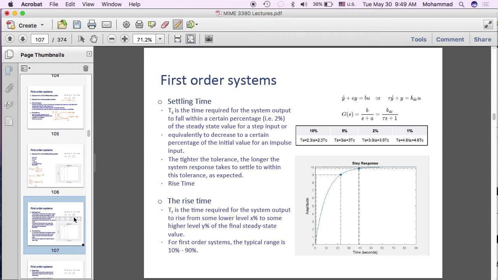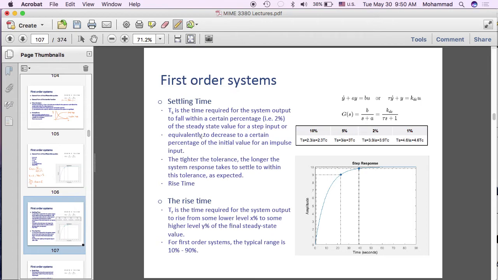Okay, so we talked about the time constant for a first order system. We talked about the DC gain for a first order system. We didn't quite talk about settling time. And we said settling time is when we get very close to steady state response of a system. But we didn't say how close. So this table here tells you the relationship between settling time and the time constant of the system.